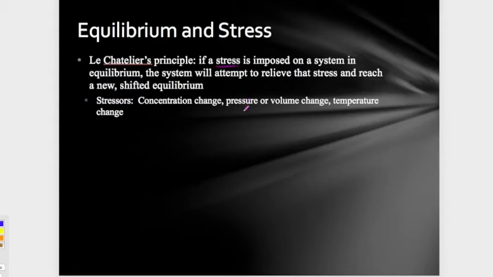A stress is any change that we make to the system. It could be a concentration change. Maybe we add more reactant or product or take some away. Maybe we have a pressure or a volume change. Maybe we increase the pressure of the system. If it's gases, right? For gases, these things matter. Maybe we increase or decrease the pressure. Typically, we can do that by changing the volume, right?